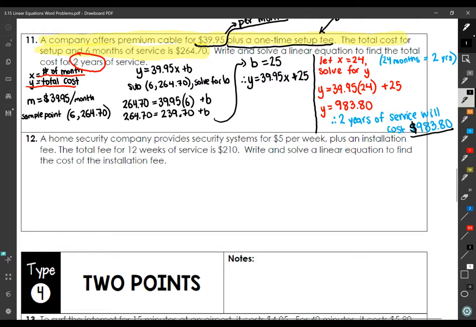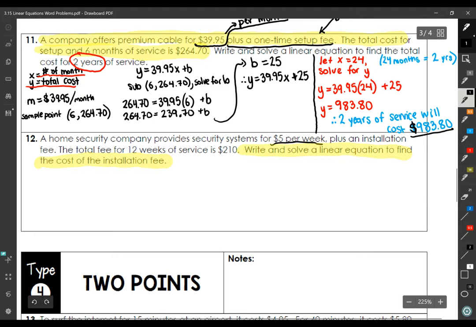Okay, good. Question 12. A home security company provides security systems for $5 per week, plus an installation fee. So again, we're not told what that installation fee is. The total fee for 12 months of service is $210. Write and solve a linear equation to find the cost of the installation fee. This is another question that's asking us to solve for our initial value, right? Our initial value. So let's get started.